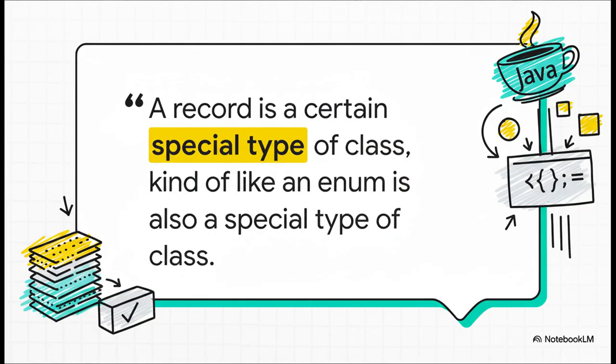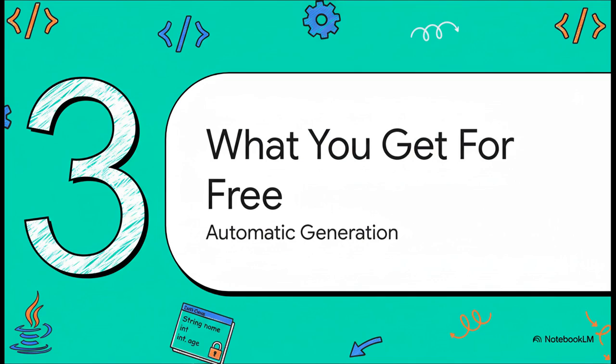Well, it's a special kind of class. A good way to think about it is how an enum is also a special kind of class. Records are designed for one specific job: to be a totally transparent, unchangeable container for your data. Nothing more, nothing less. So you're probably asking, okay, but where did all that code go?